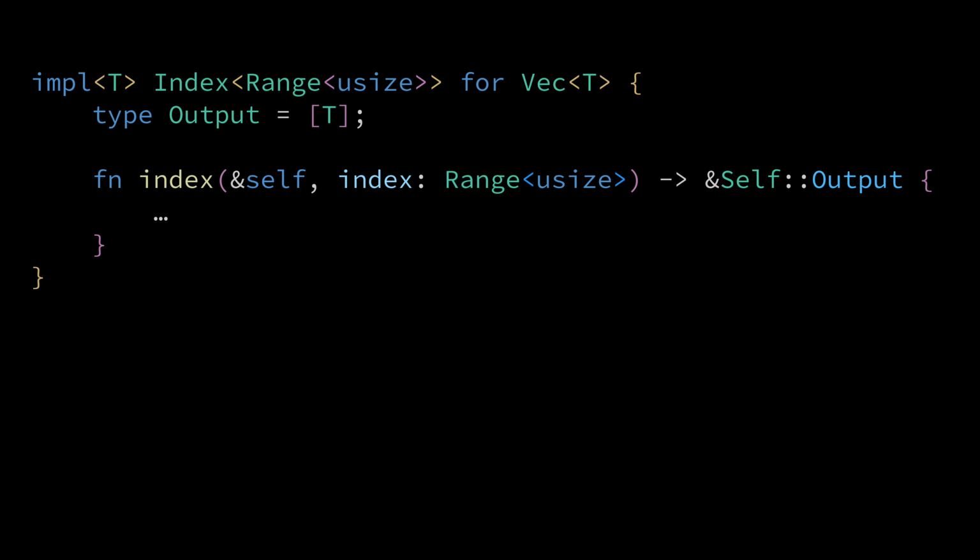So for example, Vec implements Index with a range of usize, and it says the output type is the unsized array slice. The index method returns a shared reference to the output, which means it's returning a shared array slice. That's a pointer and a length. It has a fixed size, so this works fine.